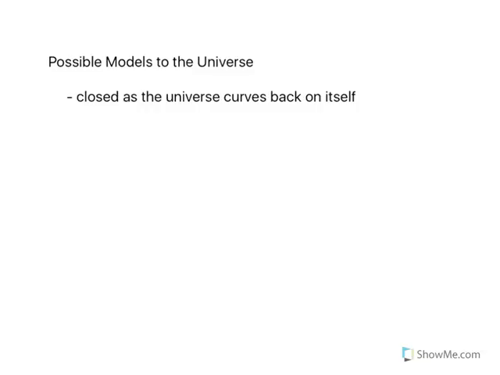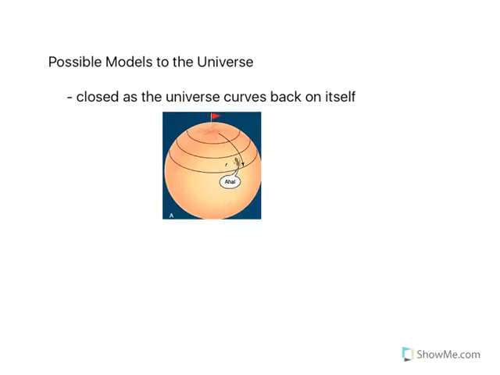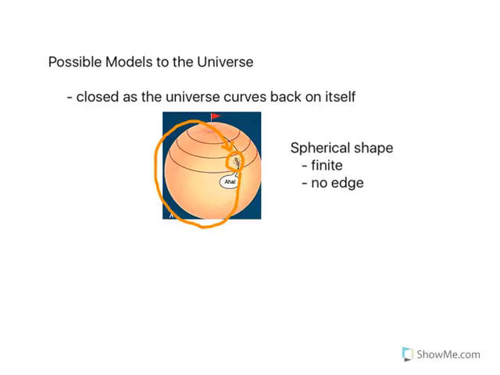Now let's look at model universes. One possible model to the universe is a closed universe. A closed universe is closed because the universe curves back on itself. The ant located on the spherical universe could walk all the way around the spherical universe and come back in on itself. Hence, the spherical shaped universe is a closed universe.